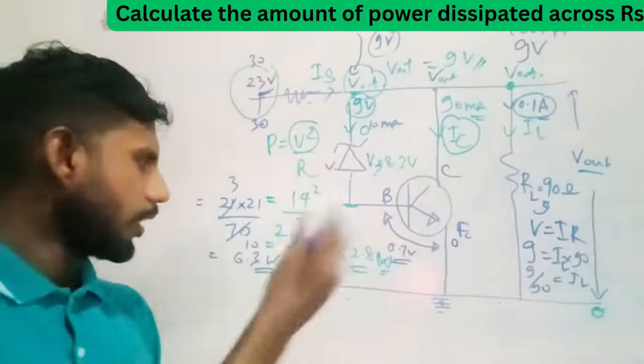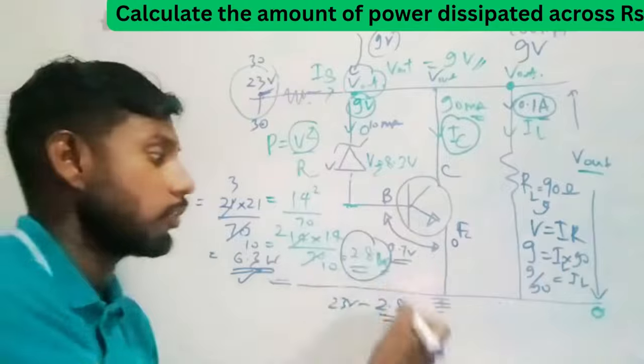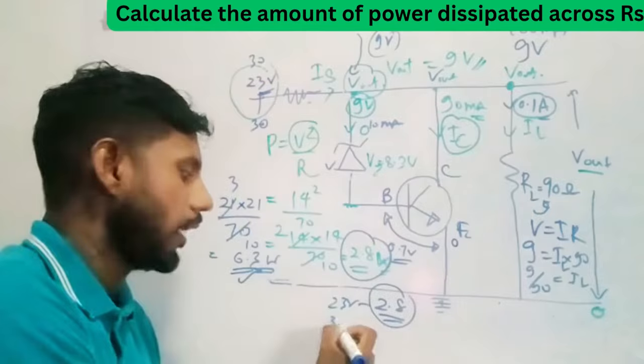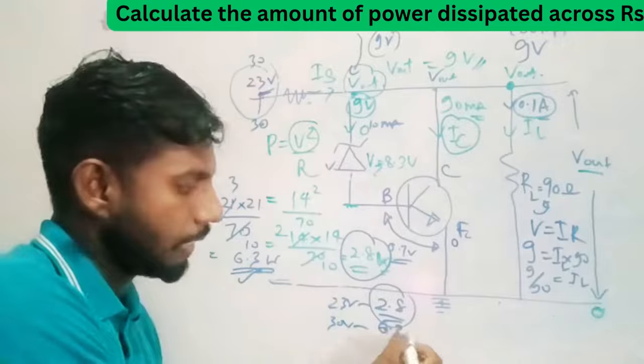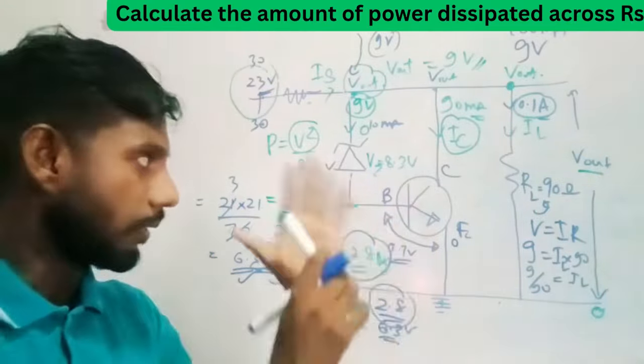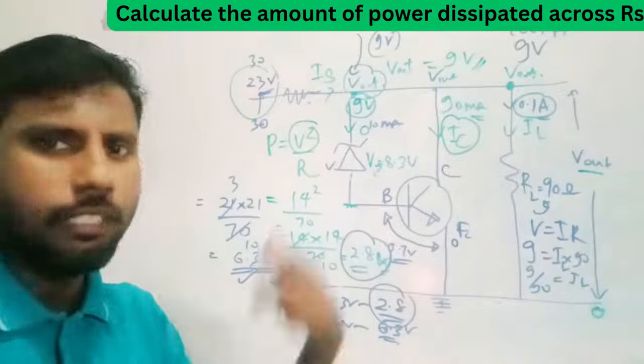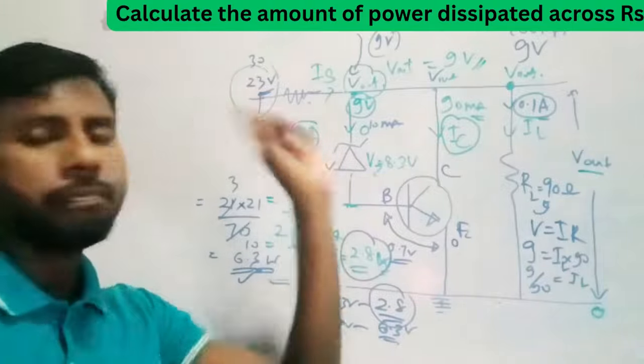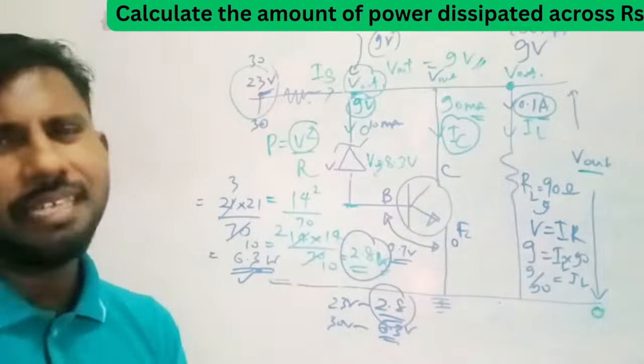See, when the potential is 23 volt, the power dissipation at the RS resistor was 2.8. But when it's 30 volt, it is increased up to 6.3 volt. So the transistor and the Zener diode will maintain the potential at 9. So when the input is increased, the power dissipation at the RS resistor will be increased. So additional power, additional voltage will be consumed by this RS resistor, basically as heat, right? That's what you have to write.